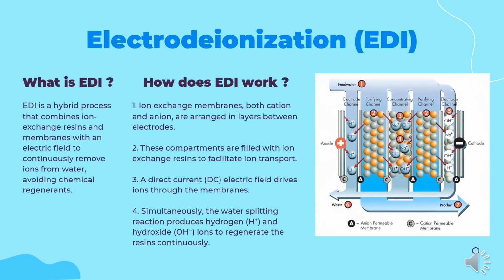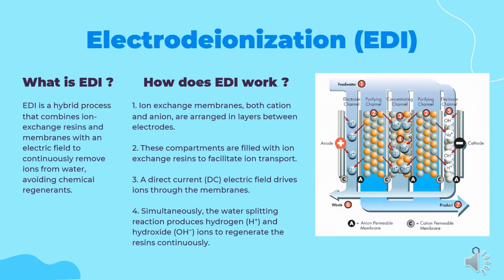Hello, so now the other separation method we are going to discuss is electrodeionization, EDI. EDI, which is also known as continuous deionization, CDI, is a hybrid separation process consisting of electrodialysis and ion exchange methods. Its primary purpose is the removal and recovery of ions from water to achieve ultra-pure water standards. What sets EDI apart is its ability to operate continuously without requiring chemical regenerants, making it an environmentally friendly alternative compared to the traditional methods.